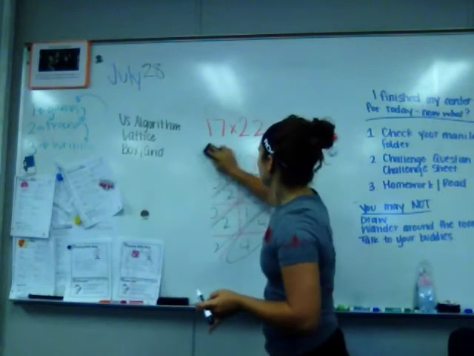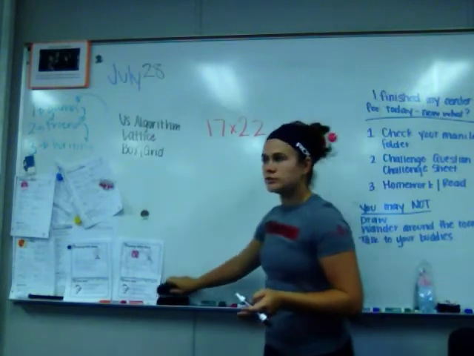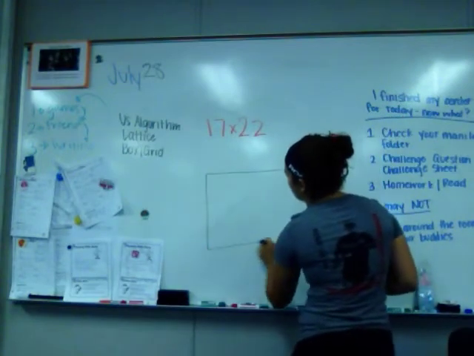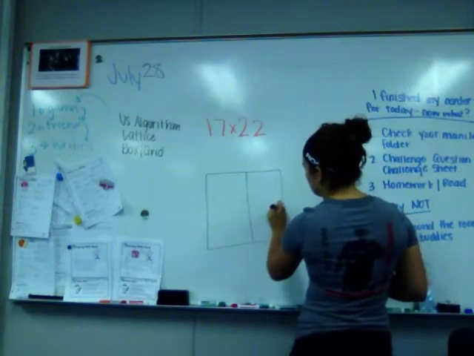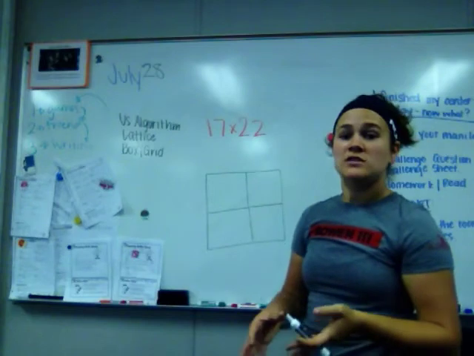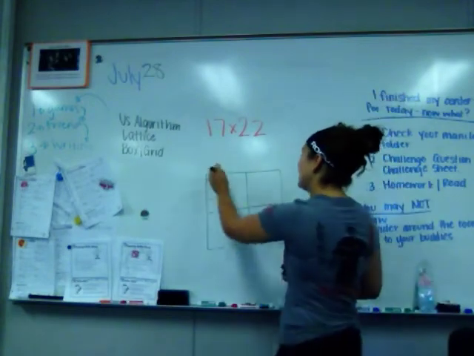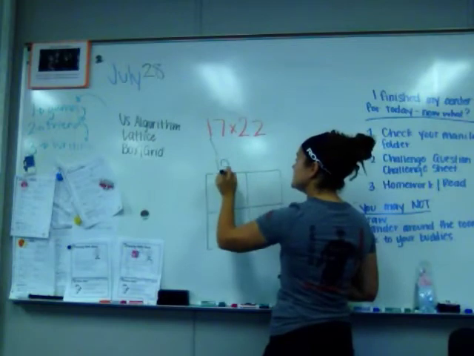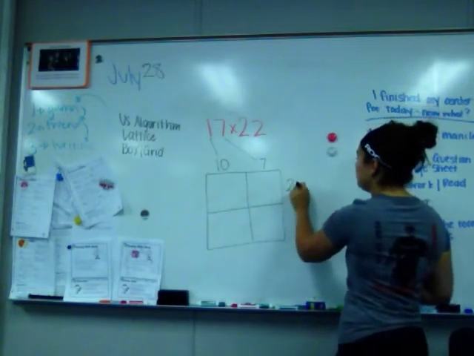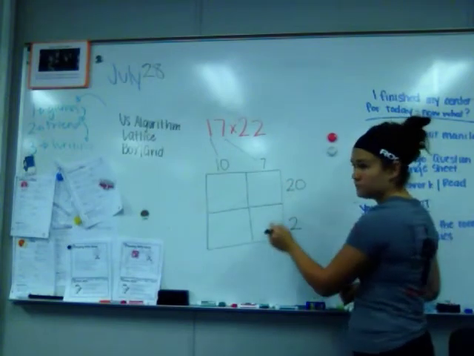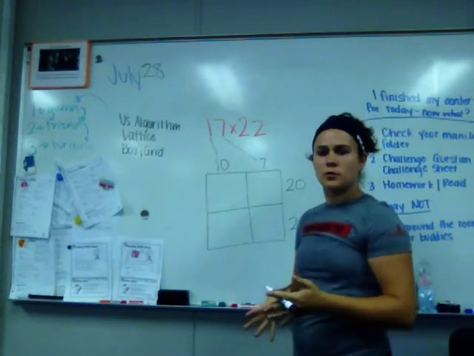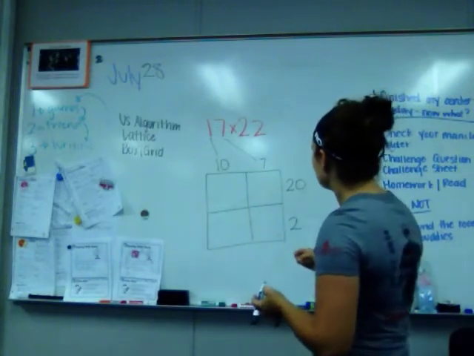Okay, now our last way is very similar to lattice. You're going to draw the same box, except you're not going to do your diagonal lines. Okay, and then we're going to break up our numbers by place value. So for 17, I'm going to write 10, because I have a 1 in the tens place, and 7. And for 22, I'm going to do 20 and 2. Okay? Now, this is similar to your partial product. You're going to just multiply and put your products in the box.